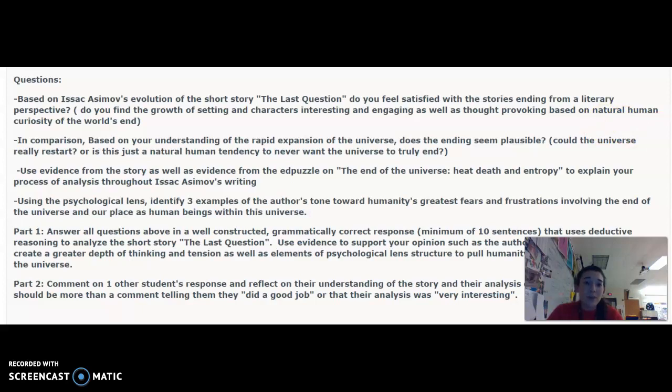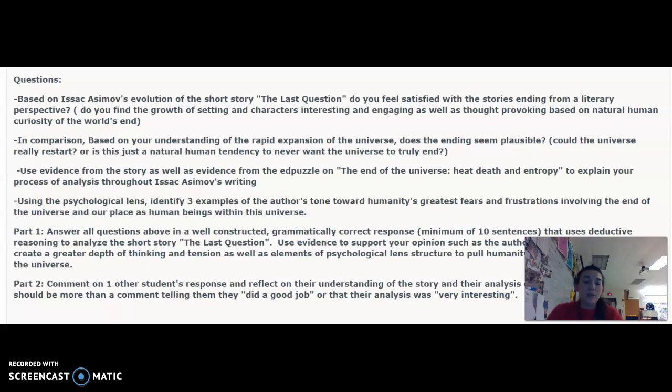Alrighty, so using evidence from the story as well as evidence from the Edpuzzle, that would be the Edpuzzle on the end of the universe, heat death, and entropy, to explain your process of analysis throughout Isaac Asimov's writing, you're going to use the psychological lens to identify 3 examples of the author's tone towards humanity's greatest fears and frustrations involving the end of the universe and our place as human beings within this universe. So those are the questions that you are going to be answering and the tasks that you will be completing. After you have answered those with evidence from the story to support your opinion, you need to make sure that you meet a minimum of 10 sentences.